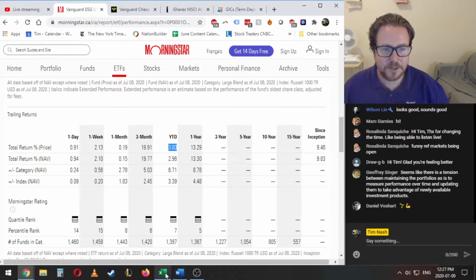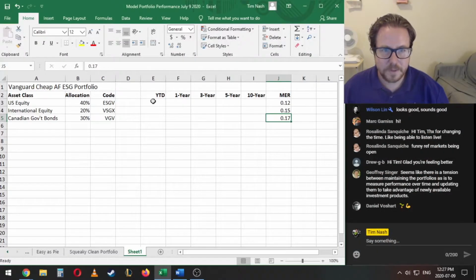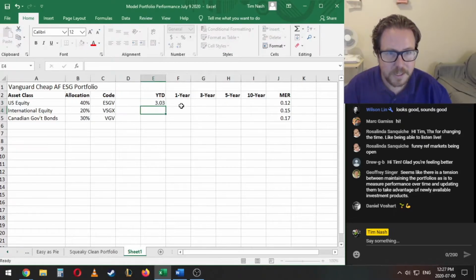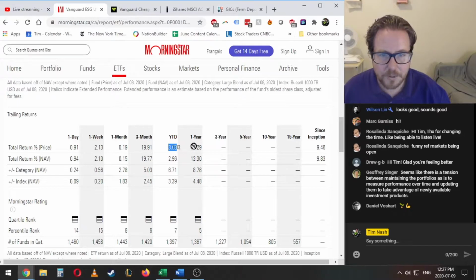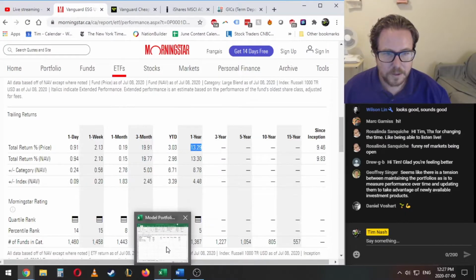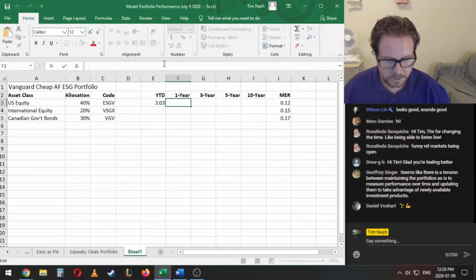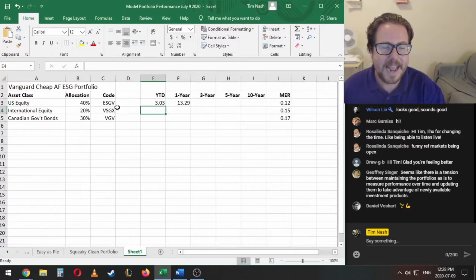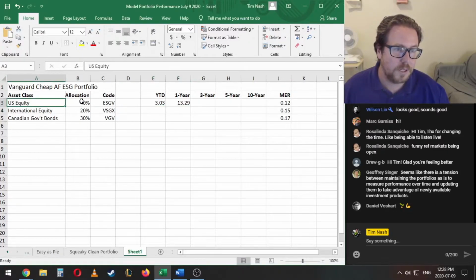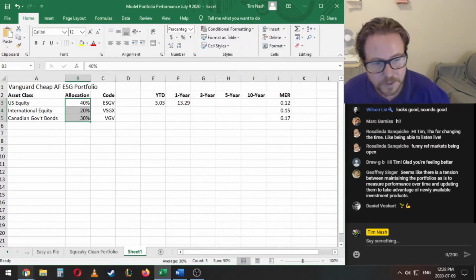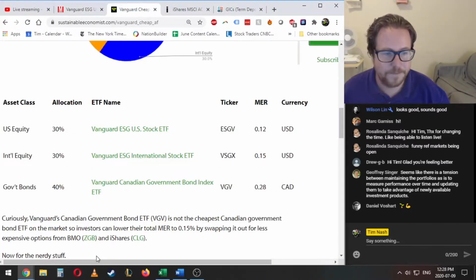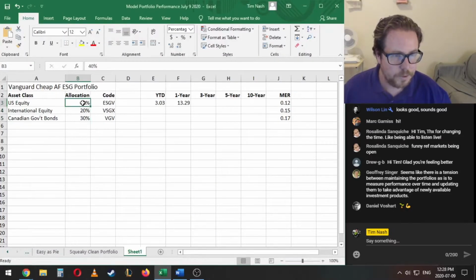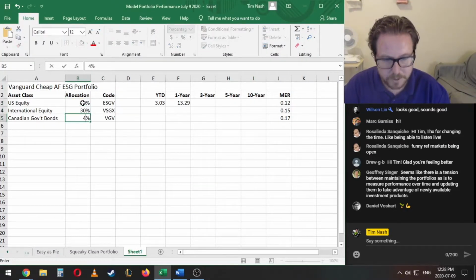Year to date is going to be 3.03, and the 1 year is 13.29 over the last year. And again, U.S. equities have just been really, really strong. Oh, I should probably update these percentages because I think I did it as 30, 30, 40. So let's do that, 30, 30, 40 there.